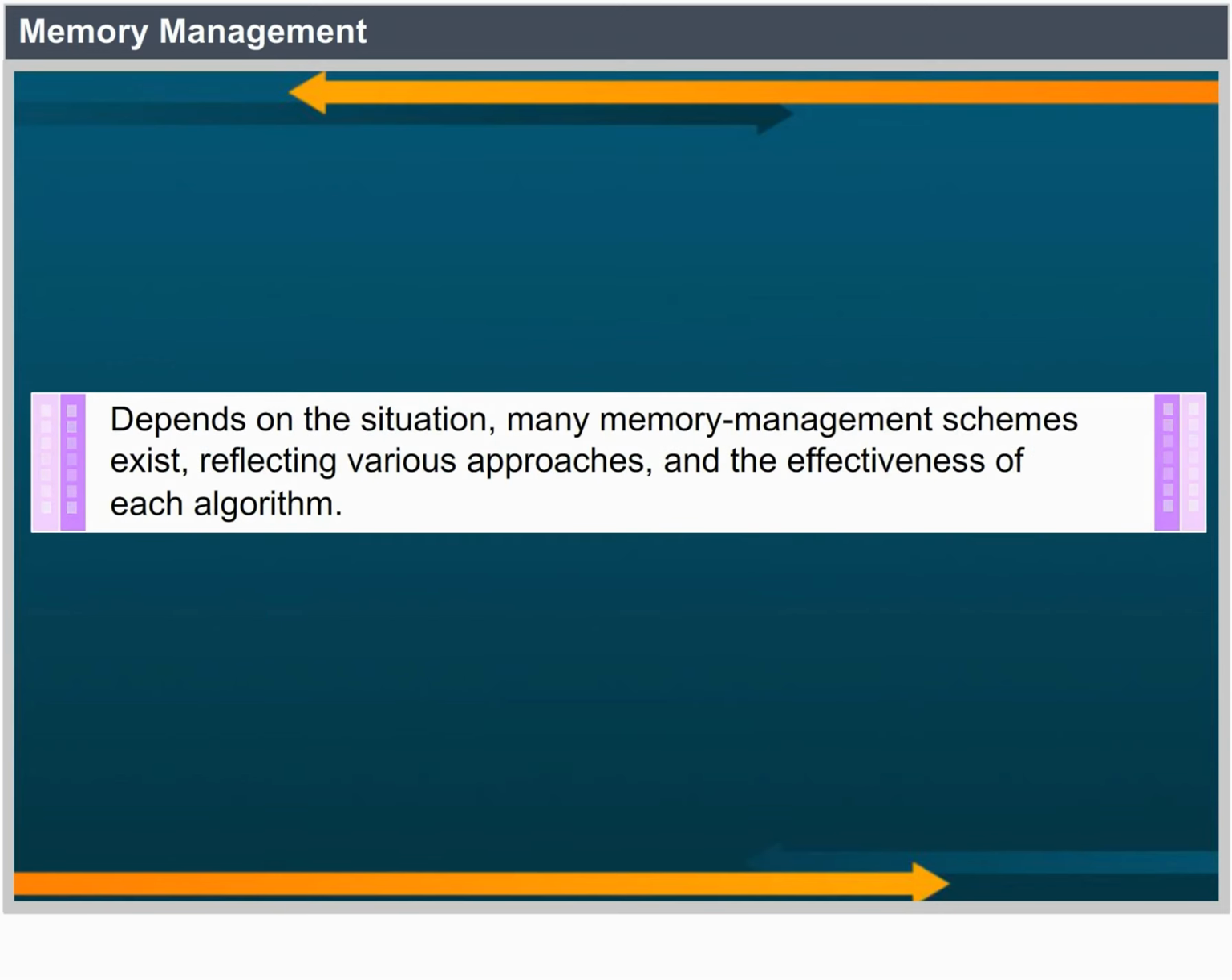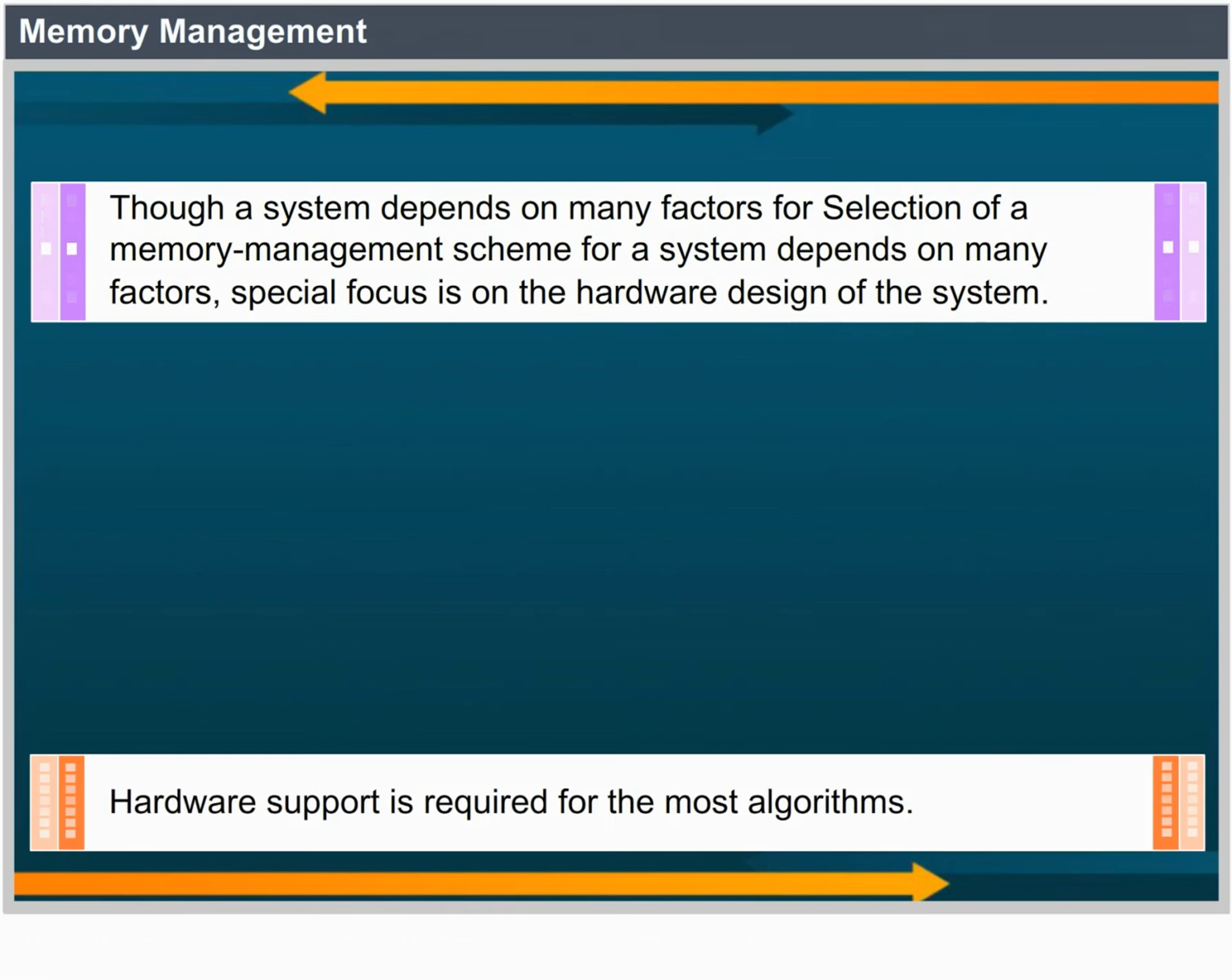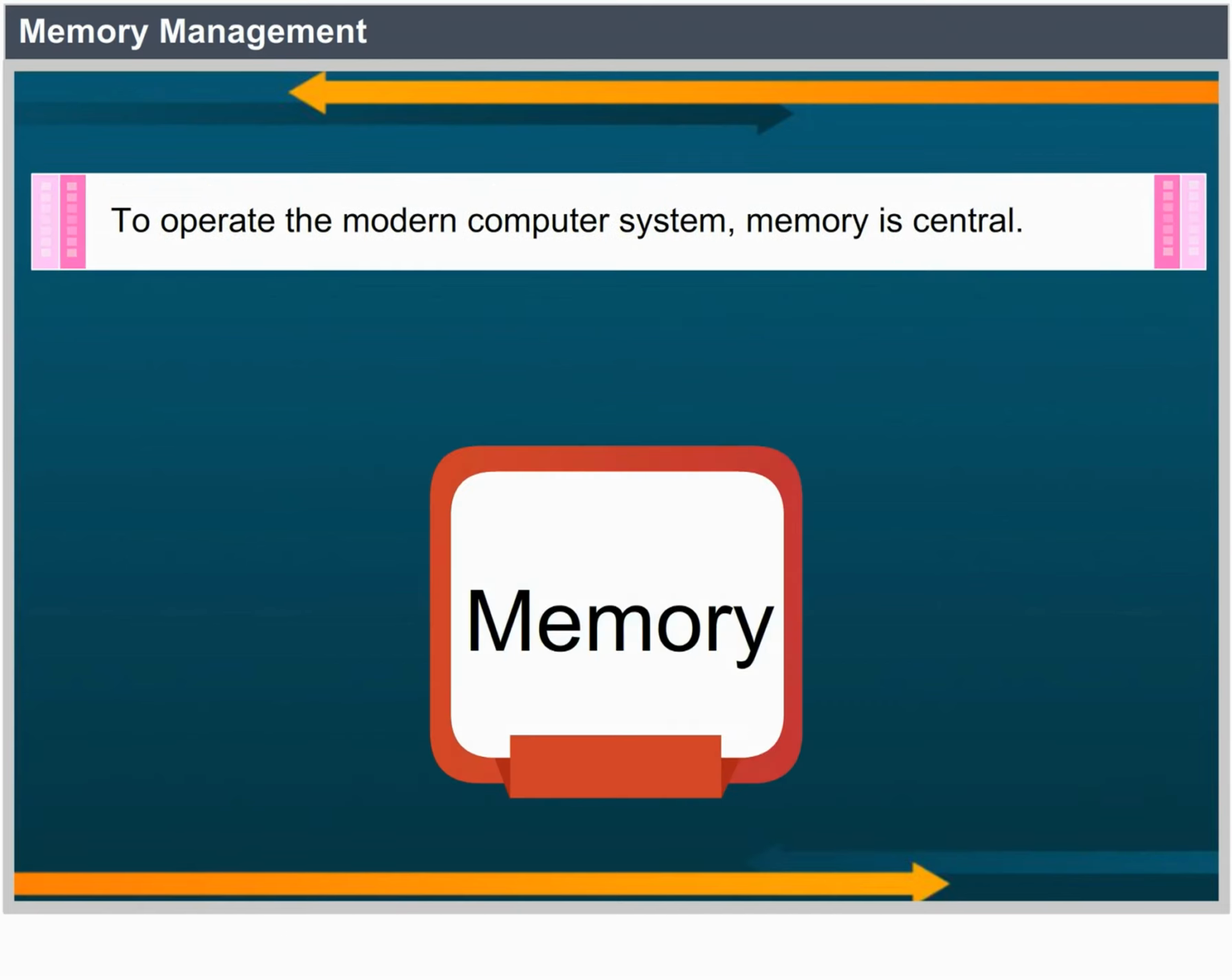Many memory management schemes exist, reflecting various approaches, and the effectiveness of each algorithm depends on the situation. Selection of a memory management scheme for a system depends on many factors, especially on the hardware design of the system. Most algorithms require hardware support. Memory is central to the operation of a modern computer system.